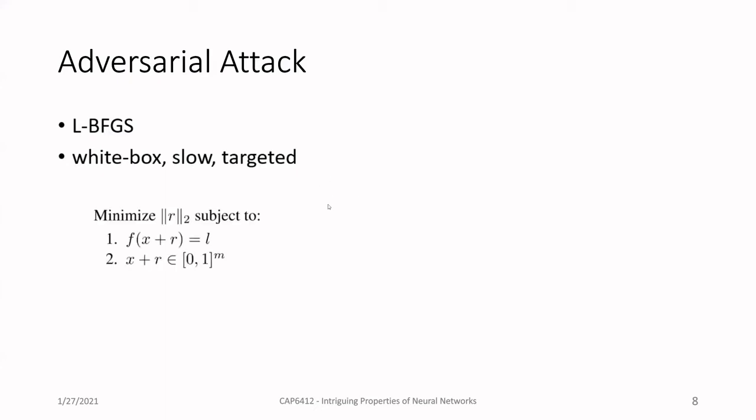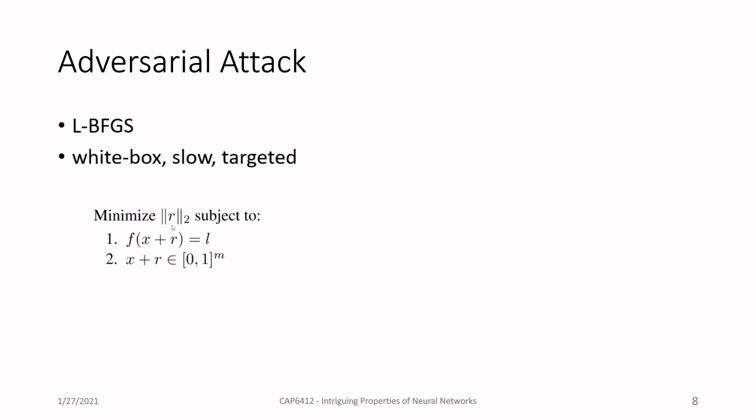So for the adversarial attack, they come up with this attack algorithm called L-BFGS. If you try to recall, Dr. Shah has already touched upon this in the second lecture. So it's a white box attack. It's slow and it's a targeted attack. So it goes on like this.